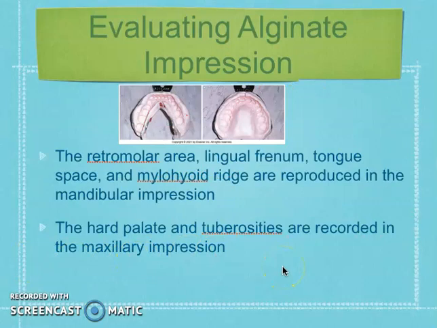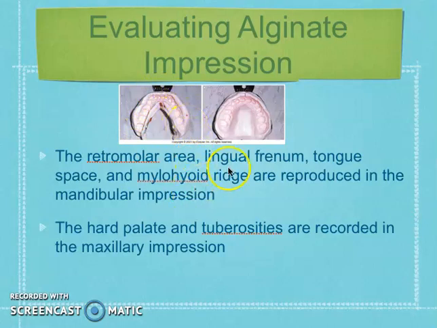So when we look at the impression and we evaluate it, we should have on the mandibular the retromolar area, the lingual frenum, the tongue space, and the mylohyoid ridge. So if we look, this is the retromolar area here on each side, and as you see, we have the distal of the last molar, and we have this space here. We have a nice area for the tongue. We have the tissues. This is the peripheral roll around here. And we also have the mylohyoid ridge there.